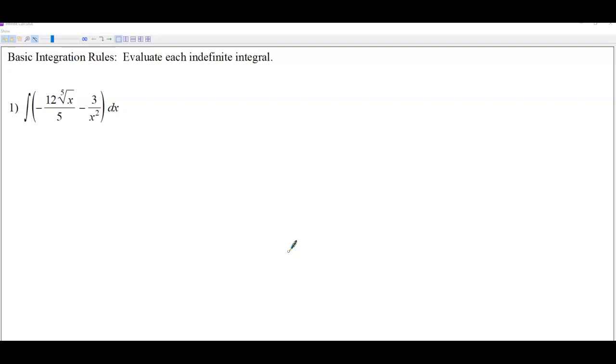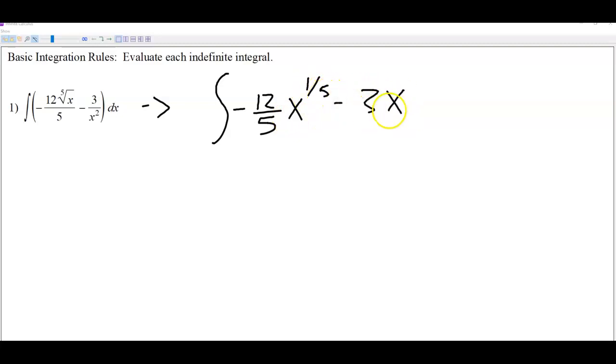So this problem here, a big part of this test, you guys, is recognizing what integration rules to use, when to use them, and how to use them. When I look at this one, this is a power rule problem because I recognize that I could rewrite each of these as powers. So that's the first thing we'll do, rewrite both of those as powers.